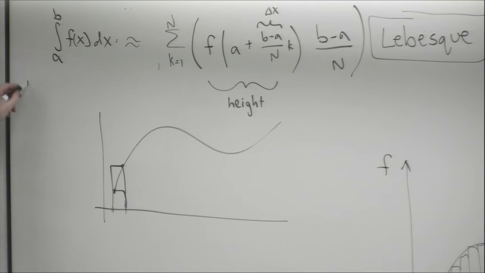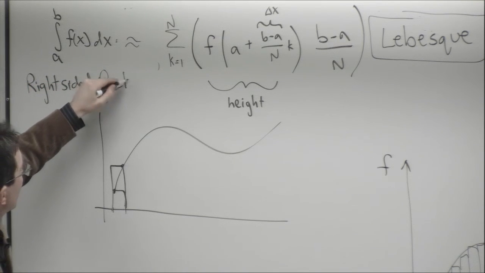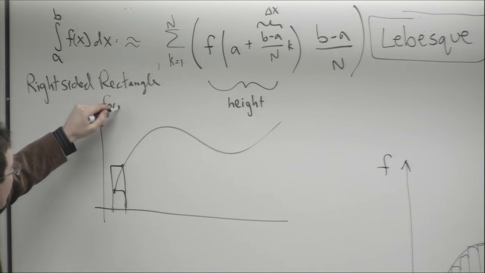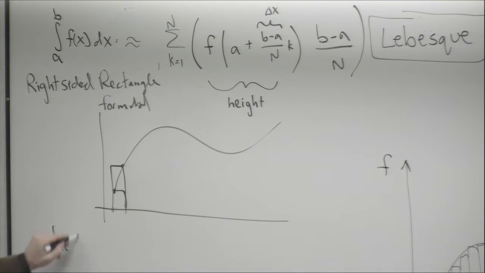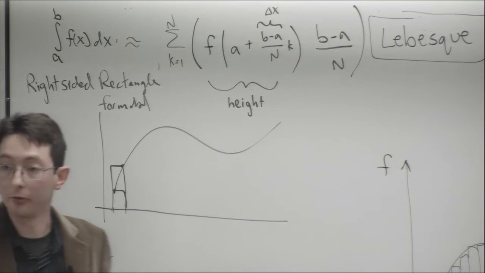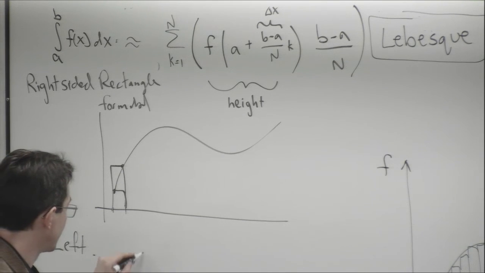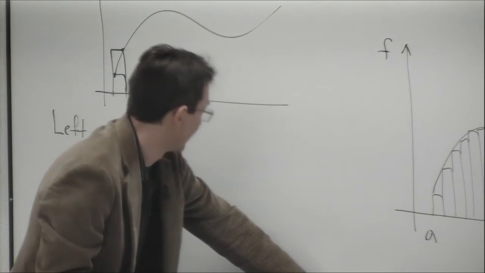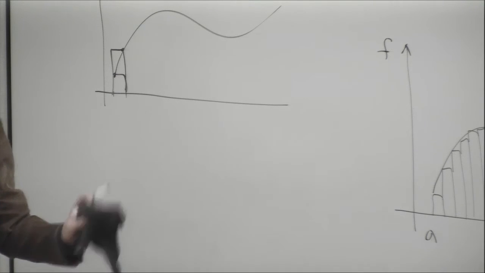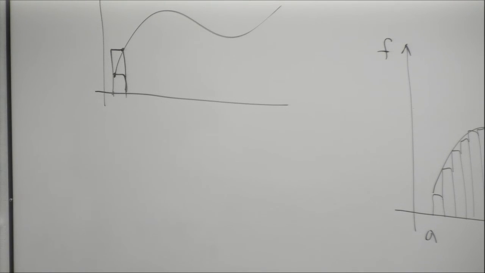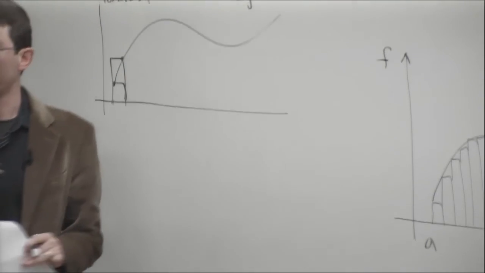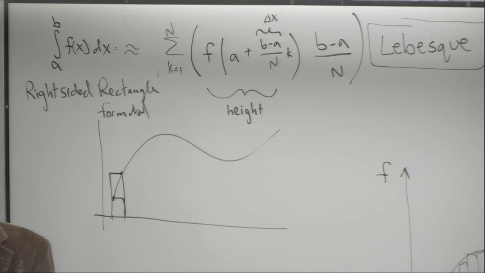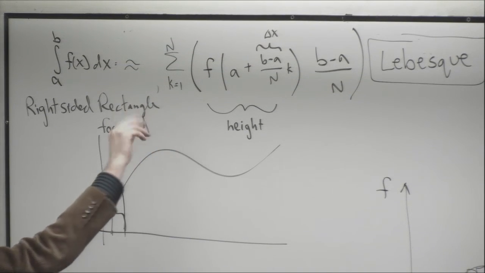Okay, so this is really a right-sided rectangle formula. And if I wanted the left-handed rectangle formula, it would be this limit. I'll get to that later. You could get another expression for it. I don't love this formula because it's really nasty and complicated. Okay, there's a lot of moving parts, a lot of terms. I don't like this formula.